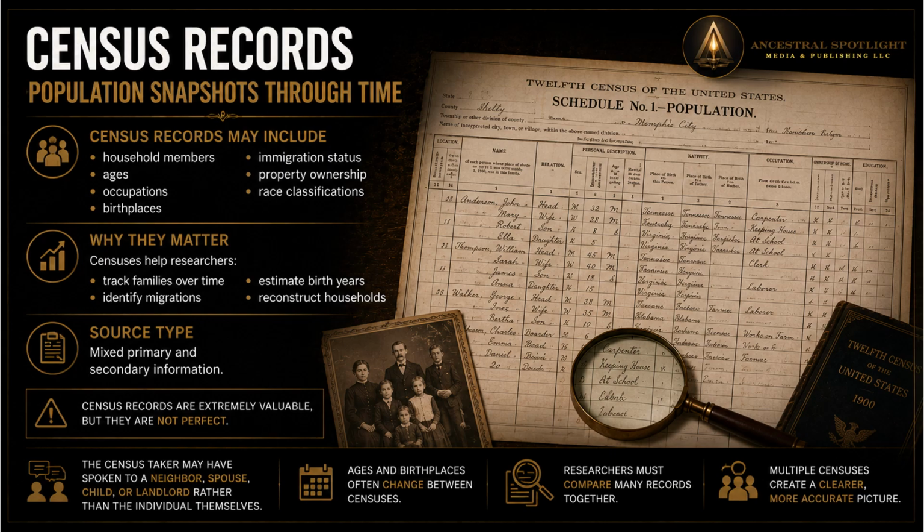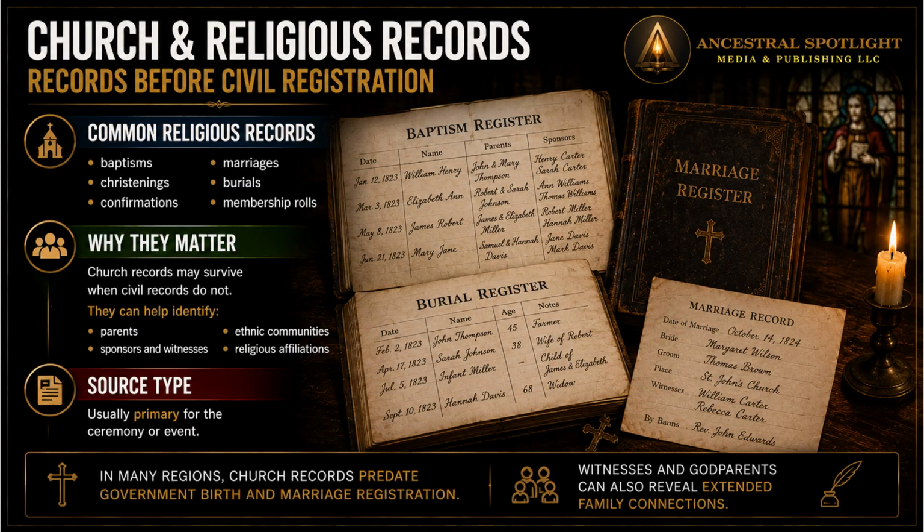Census records are extremely valuable, but they are not perfect. The census taker may have spoken to a neighbor, spouse, child, or landlord, rather than the individual themselves. Ages and birthplaces often change between censuses. Researchers must compare many records together. In many regions, church records predate government birth and marriage registration. These records are especially important in colonial America and Europe. Witnesses and godparents can also reveal extended family connections.